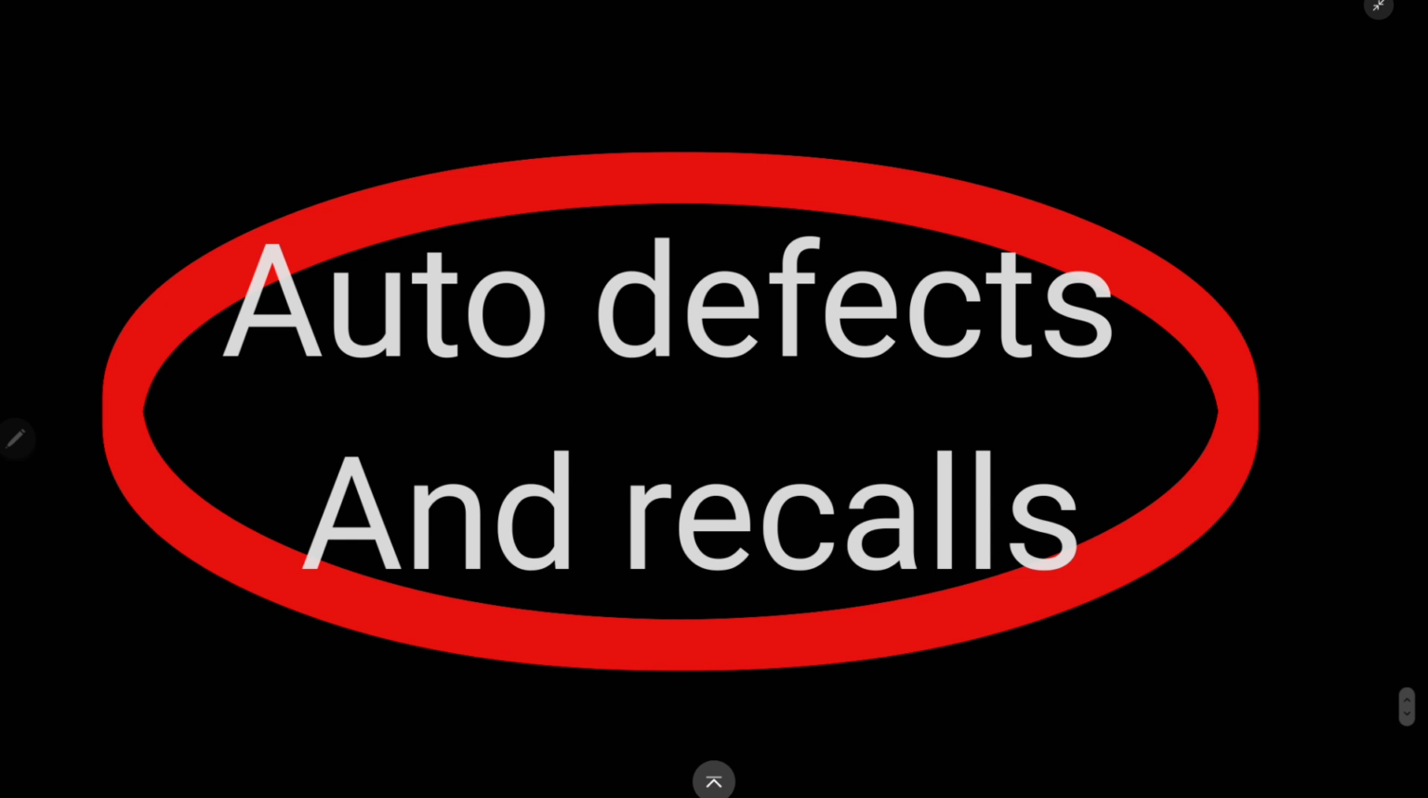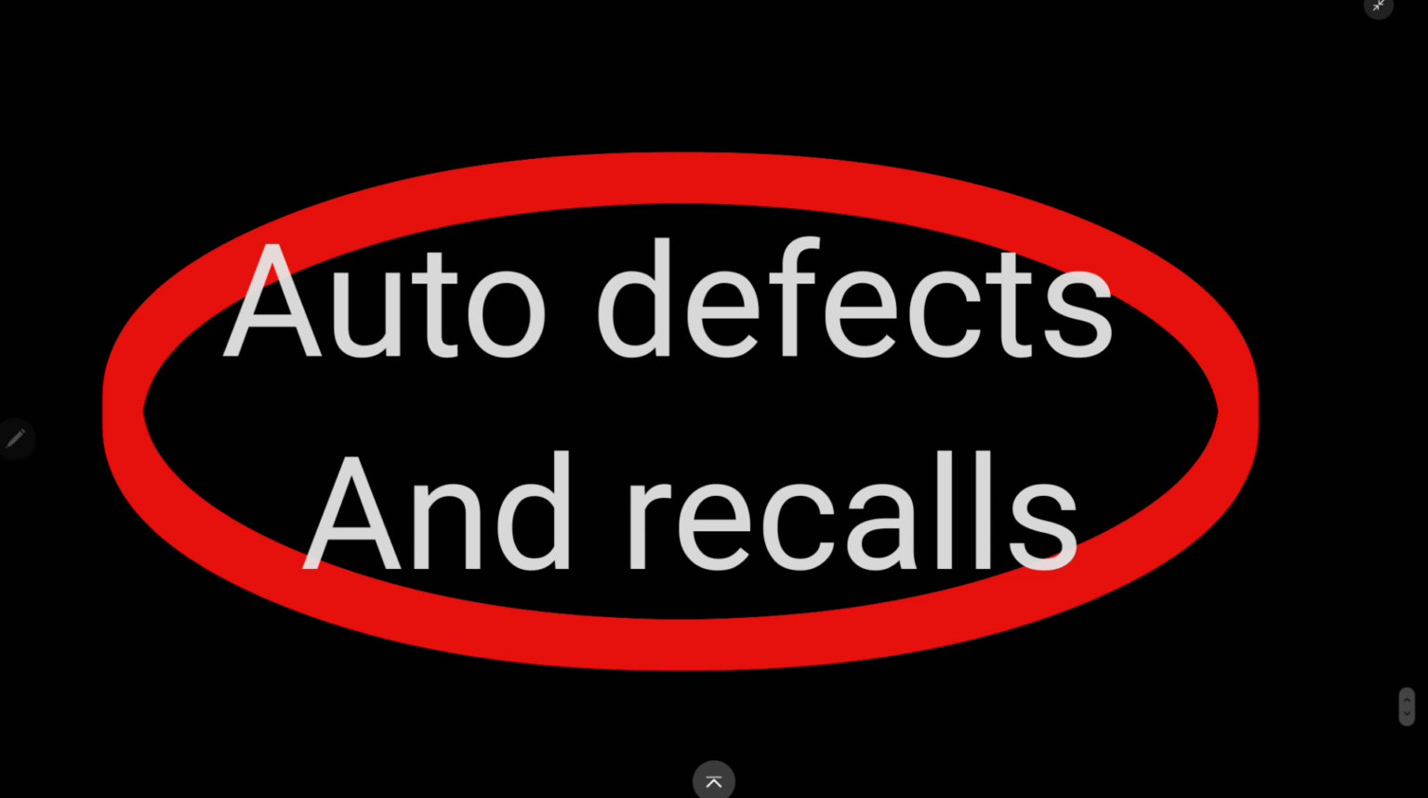What are auto defects? An auto defect refers to a flaw in the design, manufacturing, or performance of a vehicle or its part that makes it unsafe for operation. This defect can be in a car's engine, braking system, airbag, steering system, or even tires.